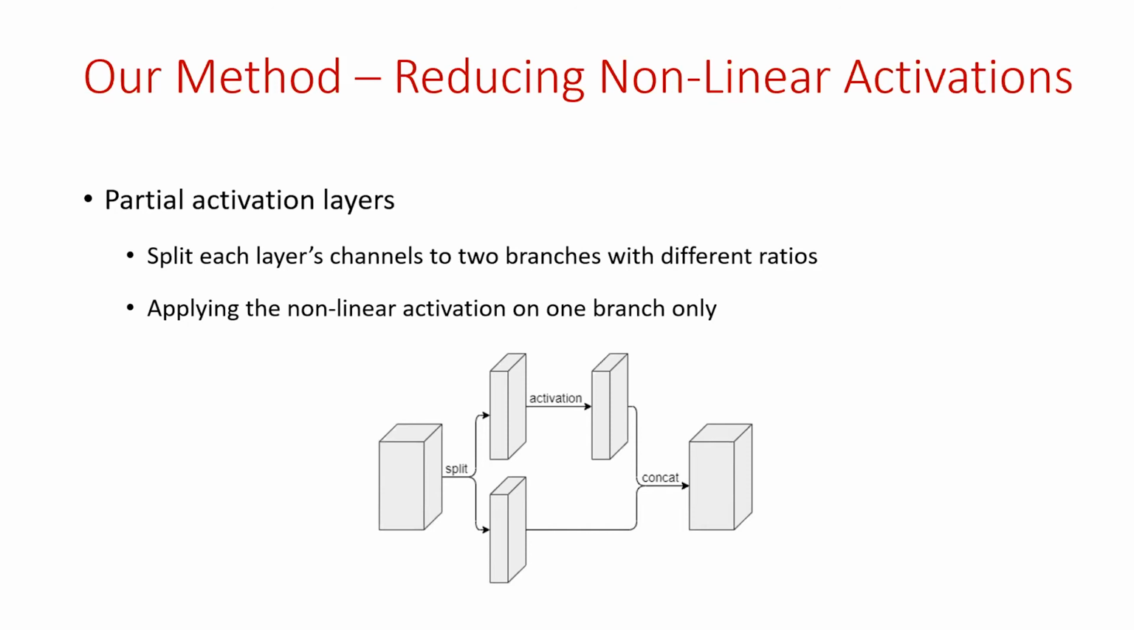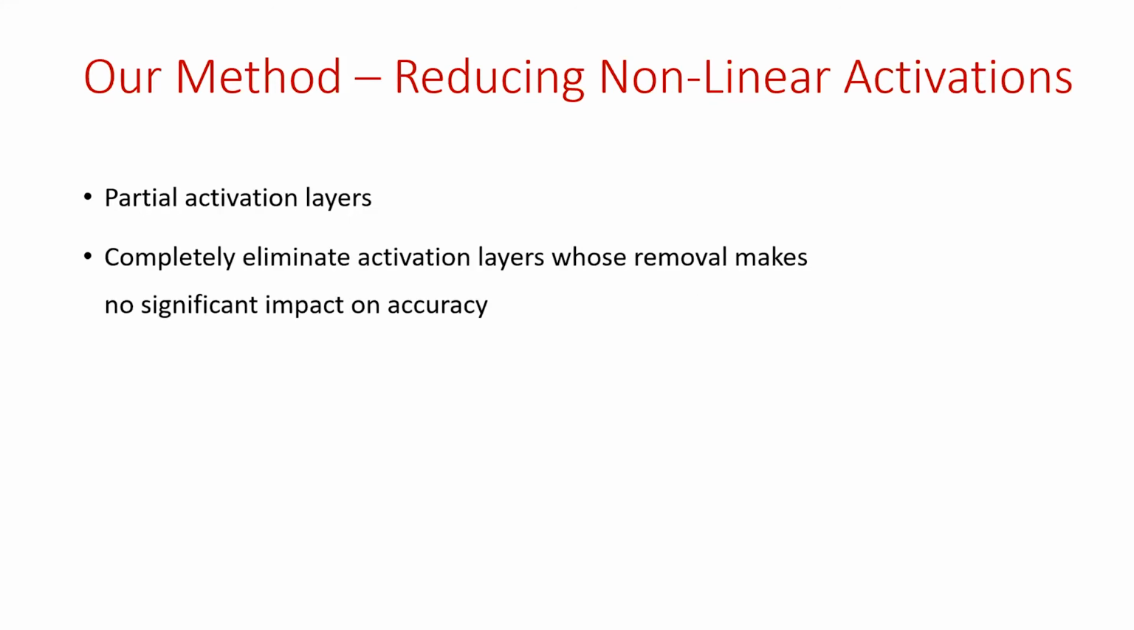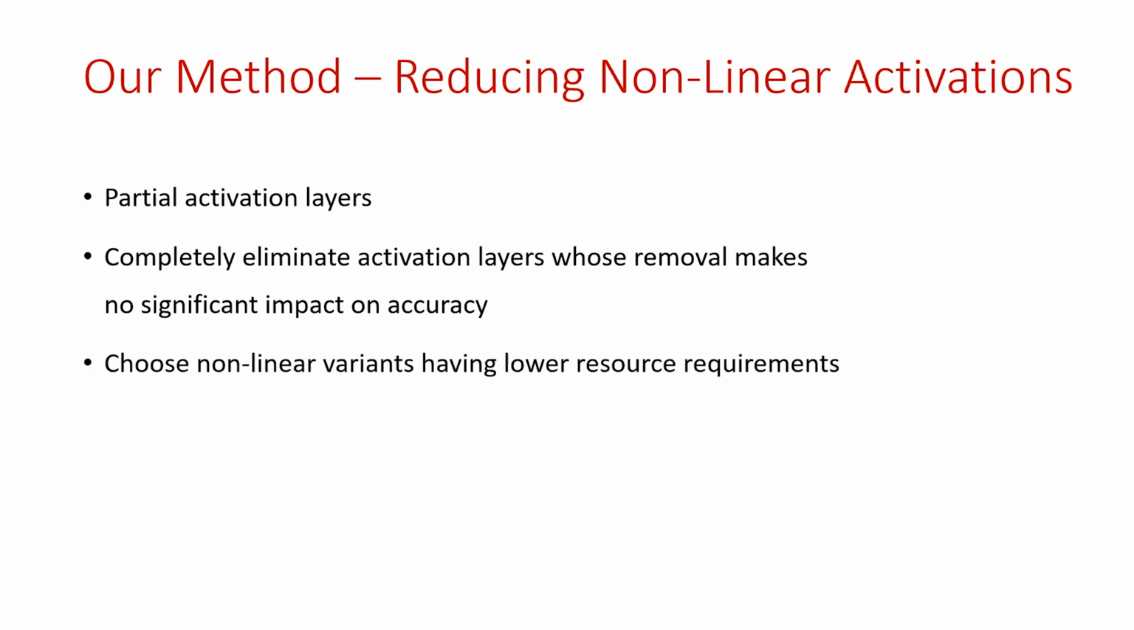at the same time maintaining the nonlinear nature of the neural network, which is highly important because otherwise the neural network would just be composed of linear computations, which is essentially 1 matrix multiplication, and this is not as expressive as nonlinear neural networks. In addition, we also suggest to completely remove activation layers that make no significant impact over the accuracy. We can think about this as 0% partial activation layers, where we apply the activation function only on 0% of the channels. And we also suggest to choose nonlinear variants that have lower resource requirements.